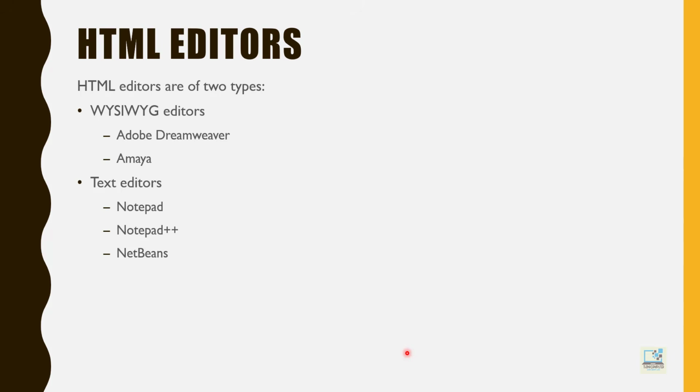Now let us talk about HTML editors. HTML editors are of two types. WYSIWYG editor, also known as what you see is what you get editor. Some examples are Adobe Dreamweaver, Amaya, and text editors. Some examples are Notepad, Notepad++, NetBeans.